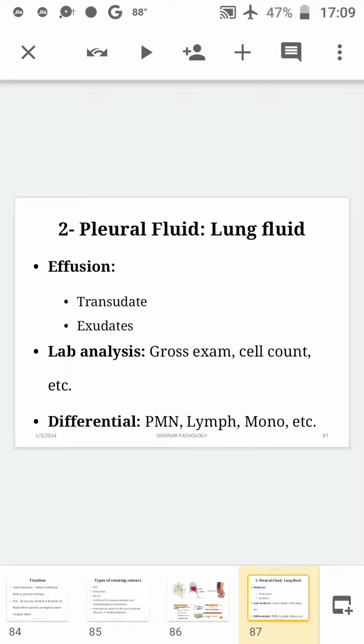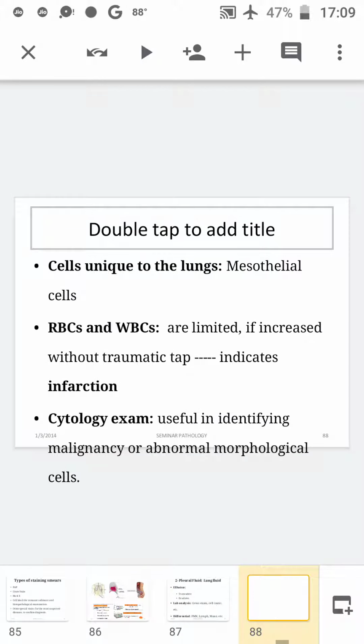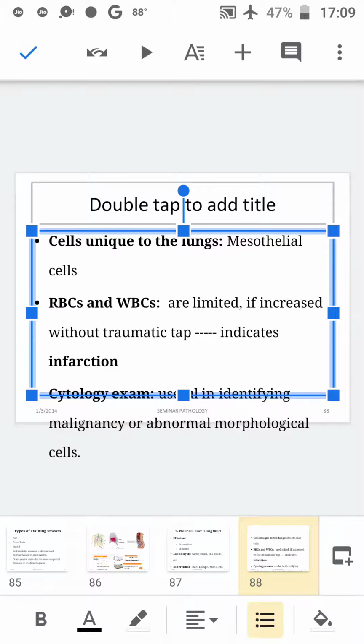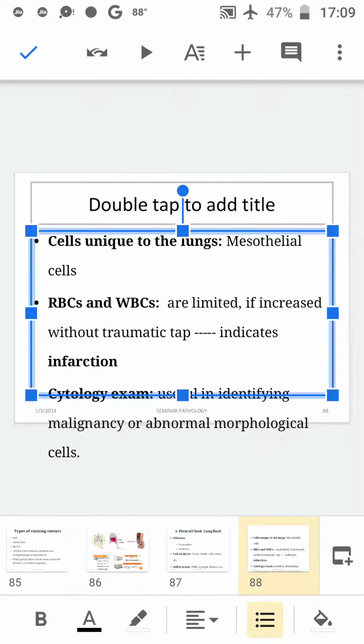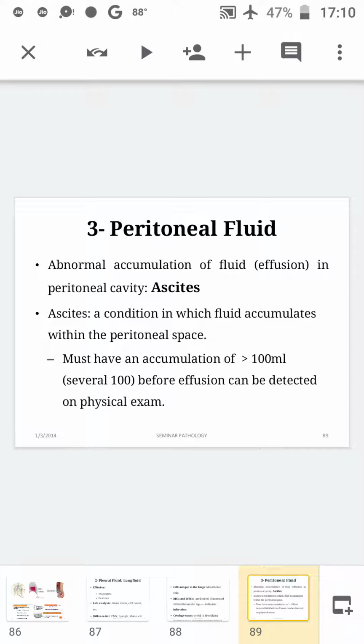Coming to the pleural fluid, it is formed as a transudate or exudate. Lab analysis is the same: gross examination, cell count, and which type of cell is present. The cell commonly seen in the pleural fluid is the mesothelial cell. Mesothelial cells line the pleura, so it is normal to see them in pleural fluid. For RBCs and WBCs, if RBCs are present, you have to rule out whether it is a traumatic tap or not. If it is not because of a traumatic tap, then it indicates there is an infarction.